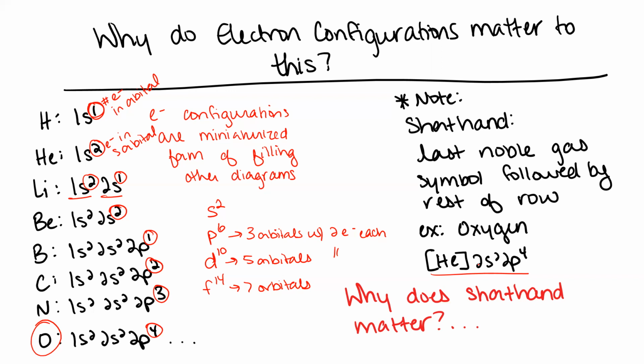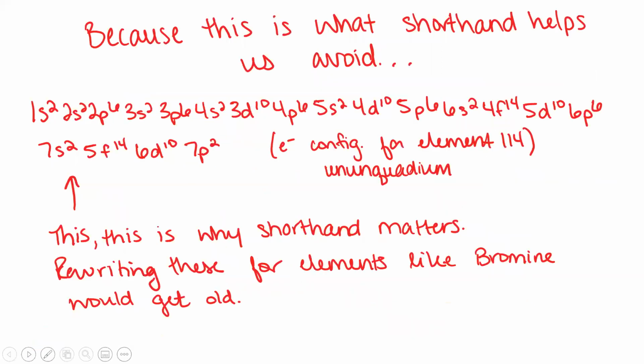So you're going to say, why does shorthand matter? Guys, shorthand matters because we don't want to write this. This is the electron configuration for element 114 on the periodic table. You can look it up. It's not cool because you have to write out every single energy level, every single orbital, and all of the electrons that are in that orbital. It doesn't necessarily take a long time, but it's really annoying.